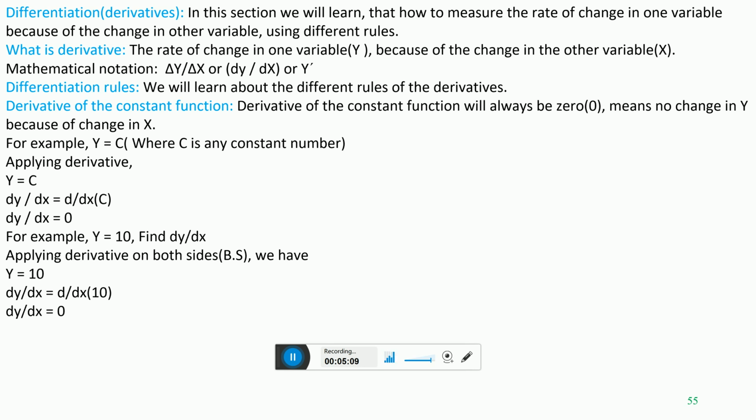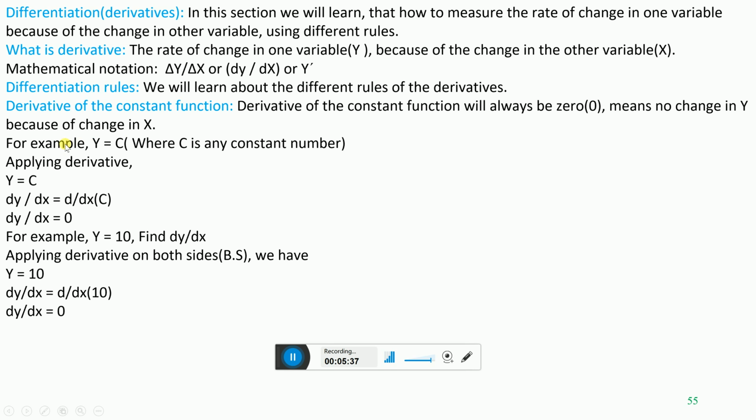So the derivative, as we defined, calculates the change in y value because of change in x. And the derivative of the constant function is always 0. It means 0 change in y because of change in x. Y is not changing if the x is changing. What does this 0 mean? This 0 means y is not changing, or 0 change in y if the x changes.